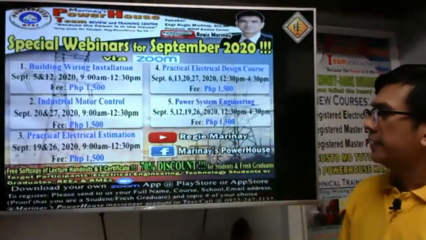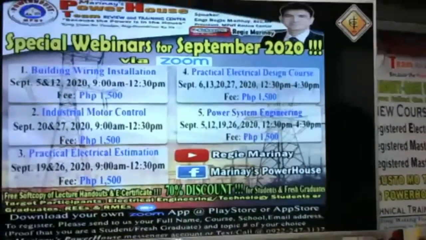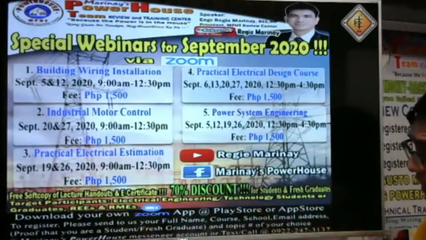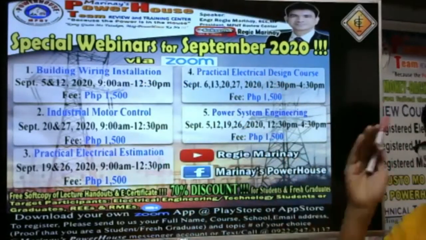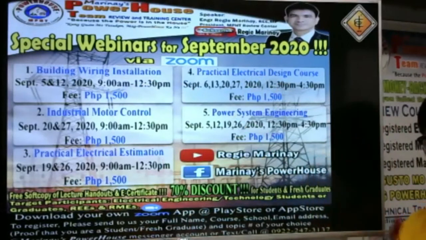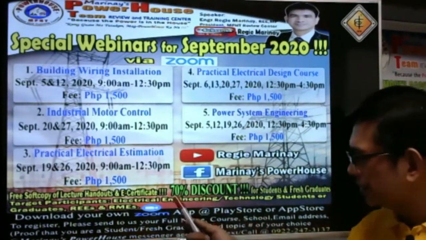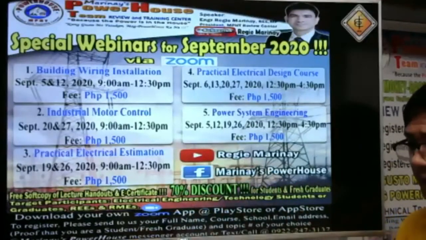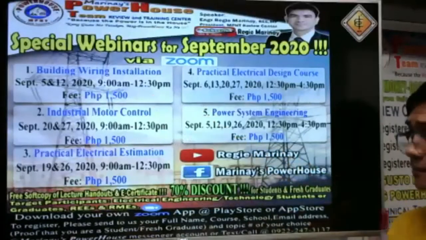Ayan po. Then good news for the students like CK. We will be giving 70% discount. Meaning, per topic is 1,500, you will only pay about 450 pesos. That is less than $10. That's very cheap. So this is 70% discount for students. Yung mga hindi naman estudyante, 1.5 per topic. Murang-mura pa rin po.